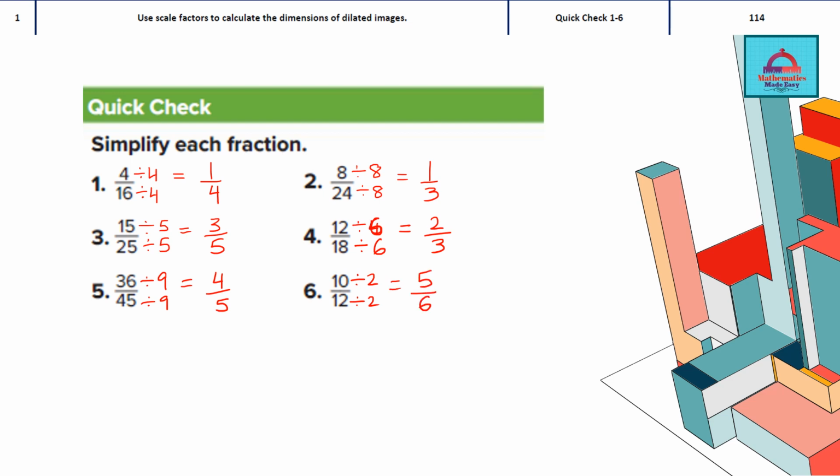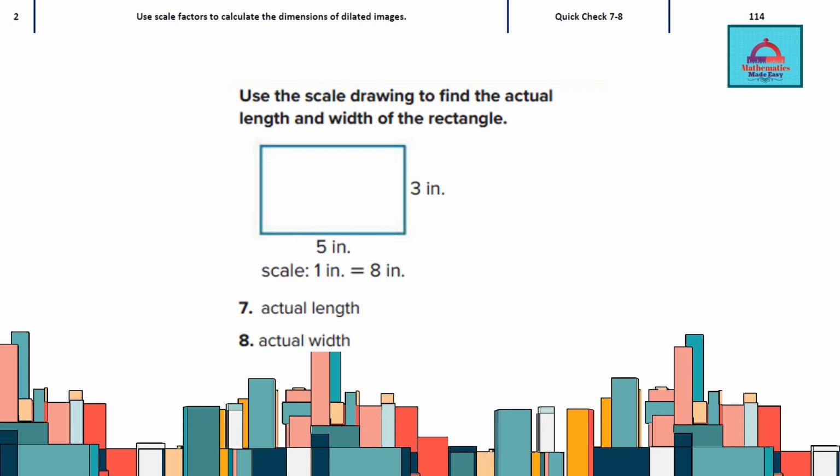So this is the solution for the first part of the questions. Now we use scale factors to calculate the dimensions of the dilated images, using the scale factor drawing to find the actual length and width of the rectangle. Here you see a rectangle. The longest side is always the length. So the length here is given to be 5 inches and the width is given to be 3 inches.